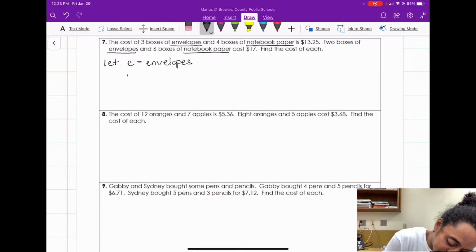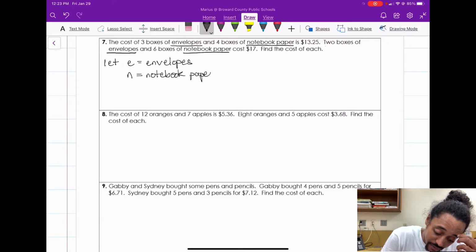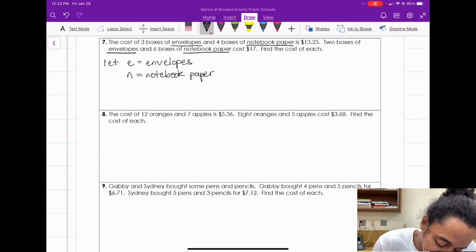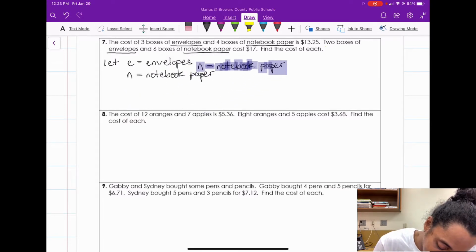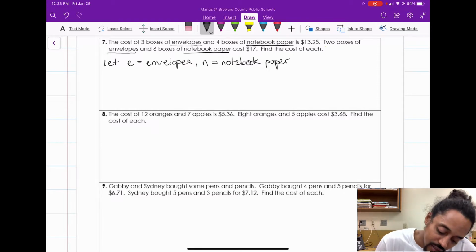And we're gonna use the letter N to represent notebook paper. Okay, notebook paper. Now that I've done that, we should be able to go ahead and start to write our equations for our system. Okay, so let me move that. I'm gonna put that right there. I'm gonna put a comma. So let's take a look here.